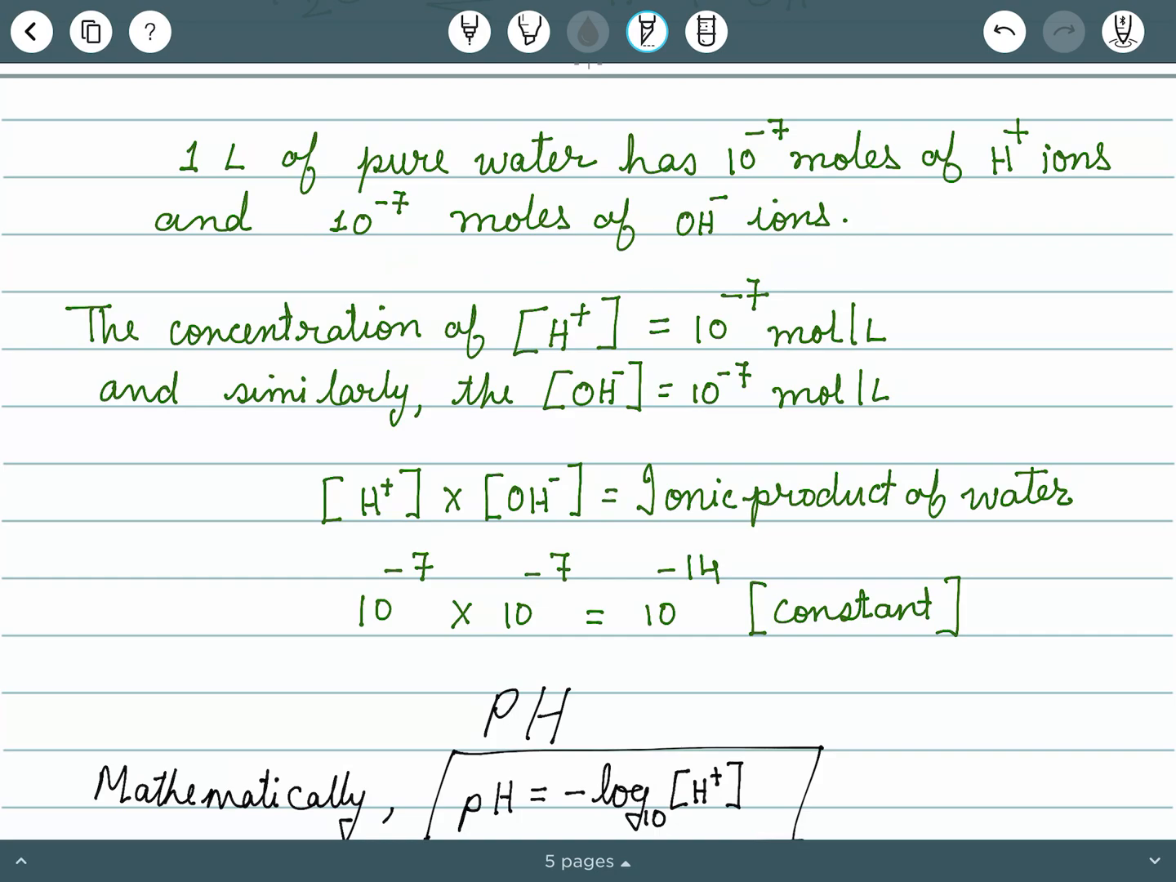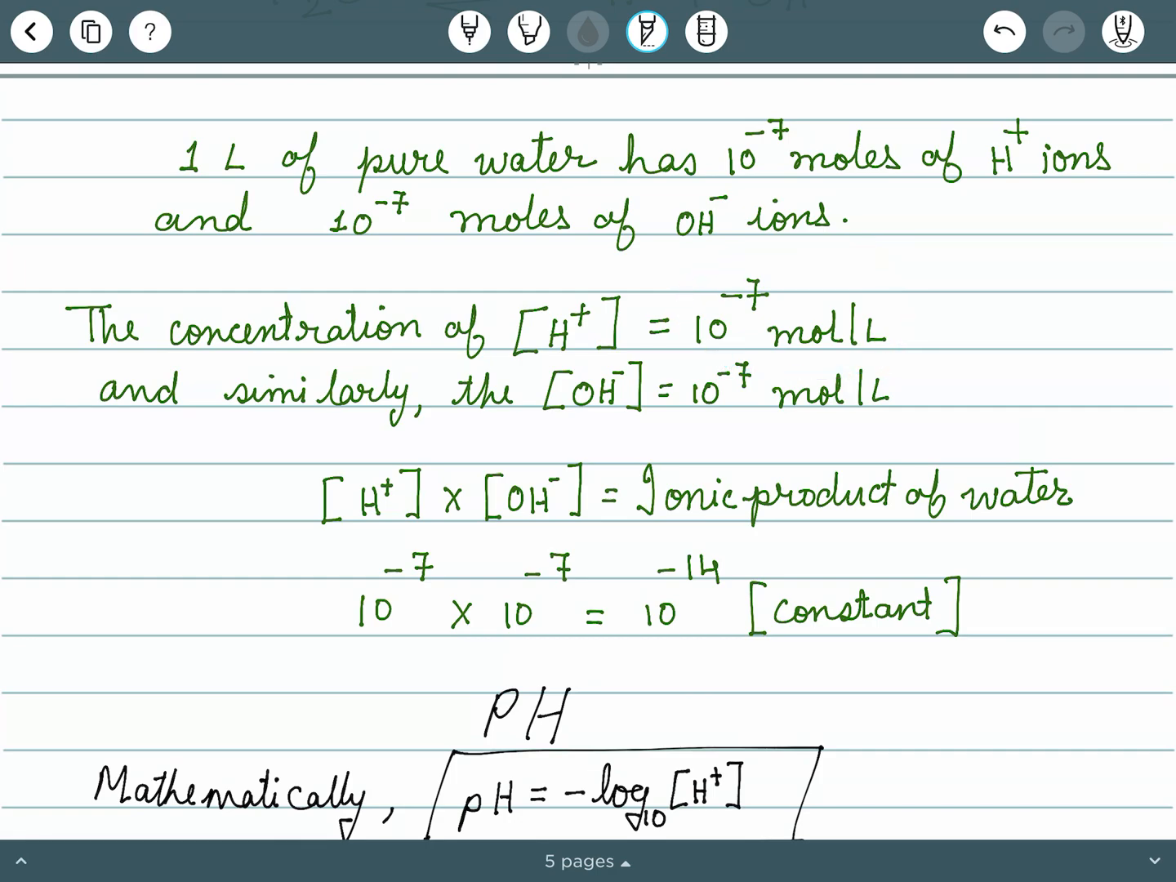The concentration of any ion is always represented by writing that ion in a square bracket. So if I want to represent the concentration of H+ ions, I'll put the H+ in square brackets. As you can see here, the concentration of H+ ions is shown to be 10^-7 moles per liter, meaning 1 liter of pure water has in it 10^-7 moles of H+ ions.